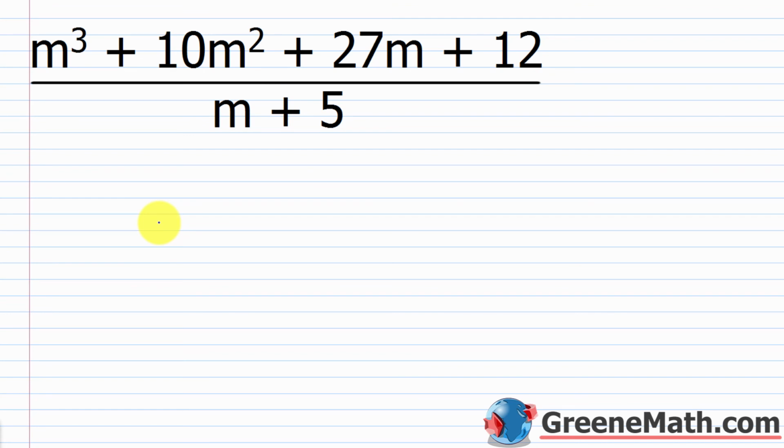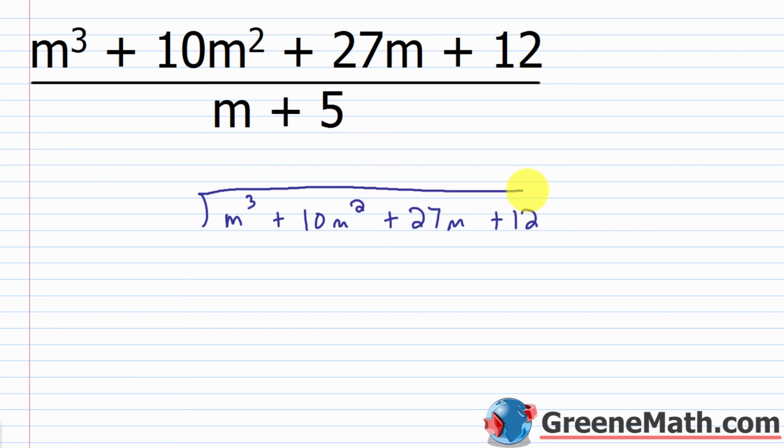So we have m cubed plus 10m squared plus 27m plus 12 over m plus 5. Everything's already in standard form for you, and everything is there, right? We're not missing any terms. So I can go straight into my long division here. I can just say I have m cubed plus 10m squared plus 27m plus 12. Okay, that's my dividend. Putting that under my long division symbol. And then out to the left, I'm going to have my m plus 5, my divisor.